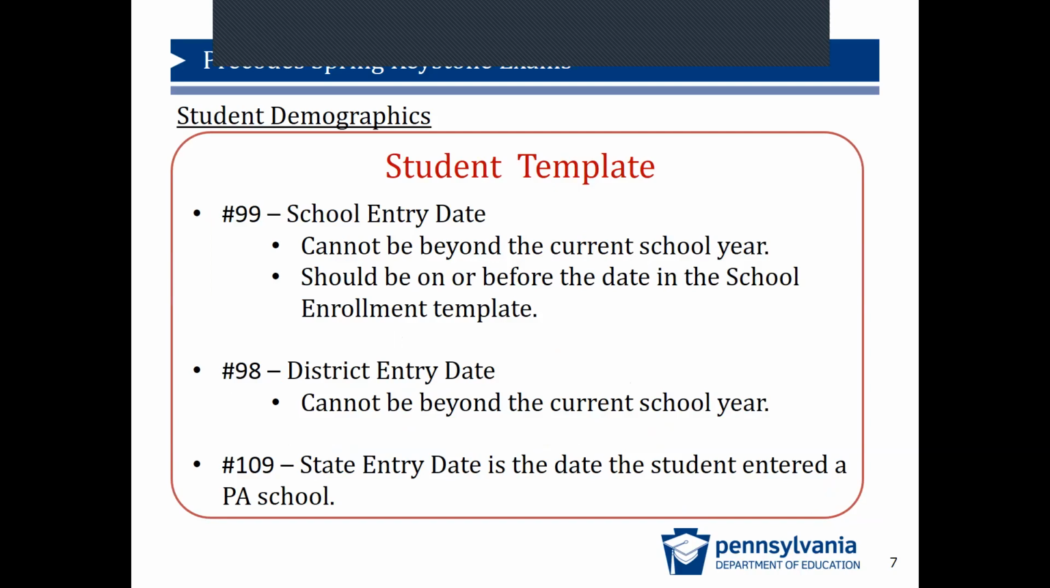Field 98 is the district entry date. This date cannot be beyond the current school year. Field 109 is the state entry date, which is the date the student entered a Pennsylvania school.